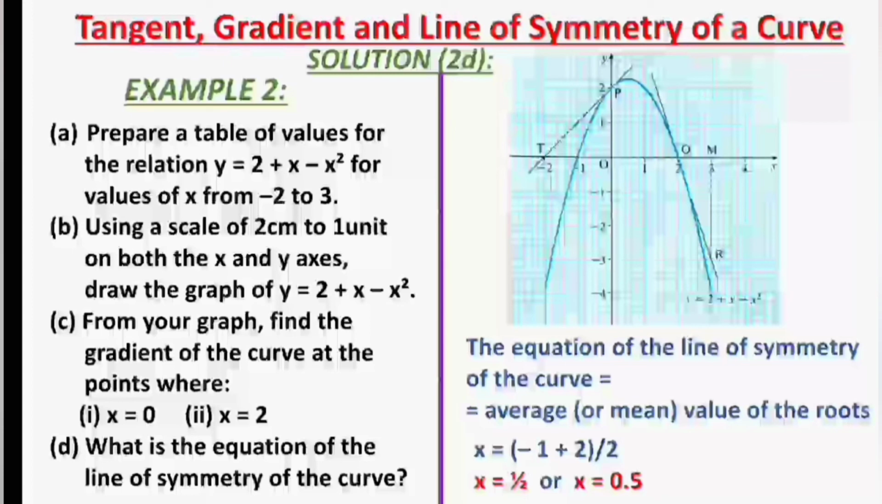Now, to tell the equation of the line of symmetry of the curve, we are going to find the average or the mean value of the roots. That means adding the two roots together and dividing by 2. So the equation of the line of symmetry of the curve is minus 1 plus 2, all divided by 2. That should give 1 divided by 2, or 0.5. That means the equation of the line of symmetry of the curve is x equal to 1 over 2, which is half, or x is equal to 0.5.